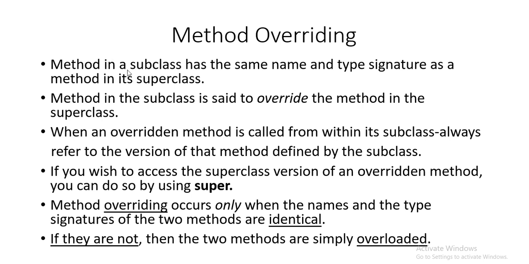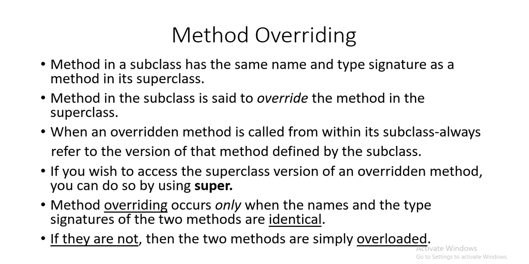See, the method in a subclass has the same name and the same type signature as a method in its superclass. Here, the subclass method has the same name and type signature, that is, the number of parameters and the type of parameters are the same as in the superclass, then that method is said to be overridden.